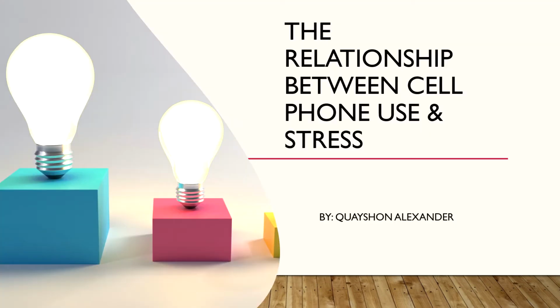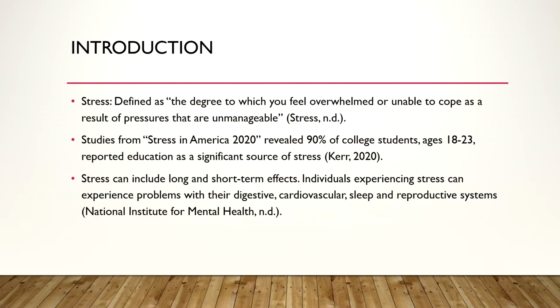Welcome to my presentation. Today we'll be talking about the relationship between cell phone use and stress. Stress is defined as the degree to which you feel overwhelmed or unable to cope as a result of pressures that are unimaginable. Studies from Stress in America 2020 revealed that 90% of college students ages 18 through 23 reported education as a significant source of stress. Stress can include long and short-term effects. Individuals experiencing stress can experience problems with their digestive, cardiovascular, sleep, and reproductive systems.